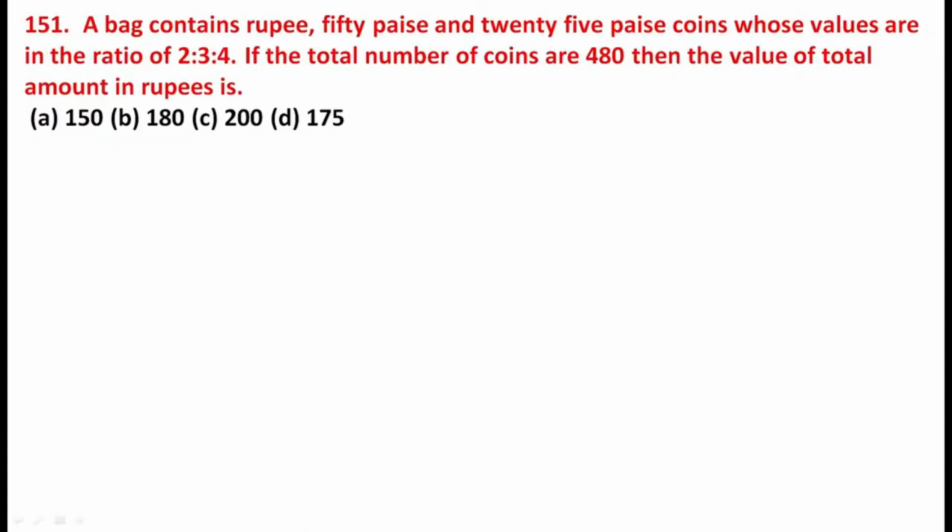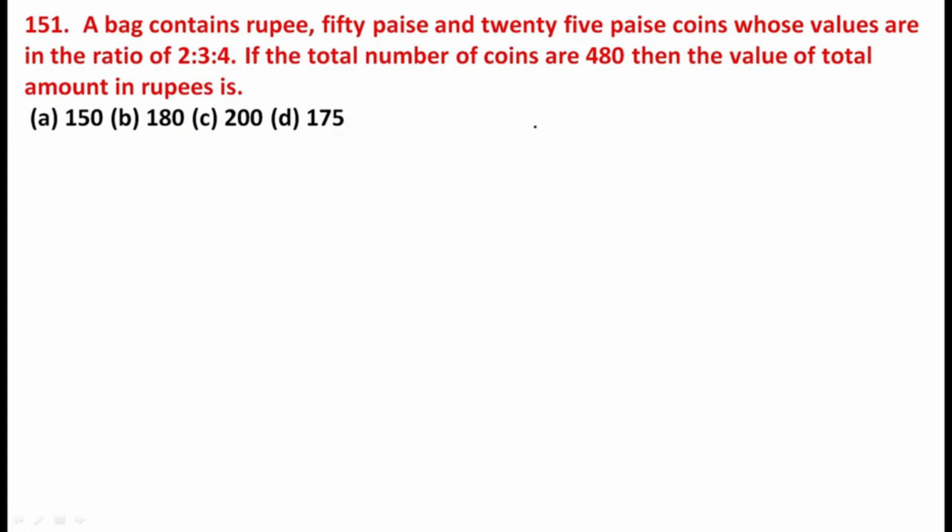Now see, a bag containing a rupee, 50 paisa, 25 paisa coins whose values are in the ratio of 2 is to 3 is to 4. The total number of coins are 480. Then the value of total amount in rupees.